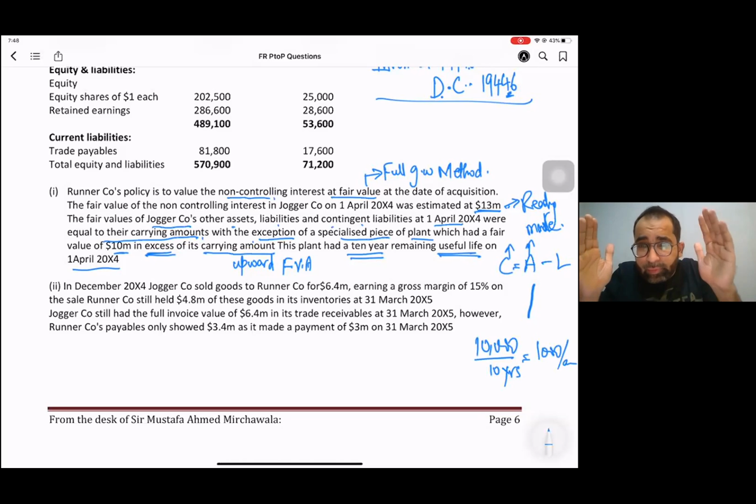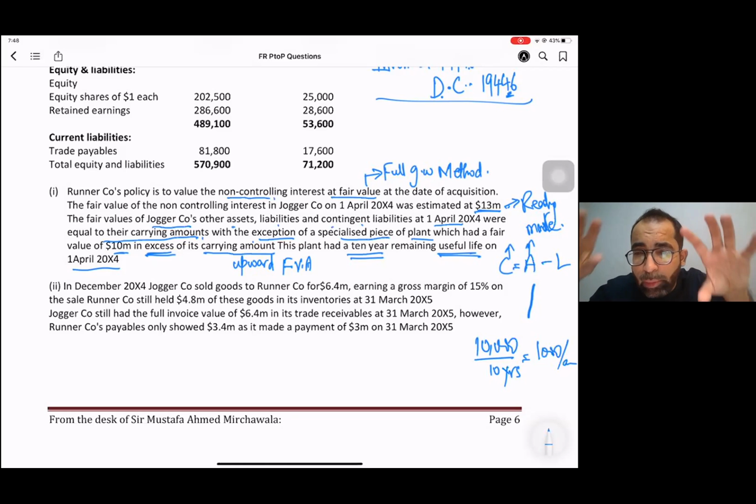As the gap between the date of acquisition and the reporting date is only 1 year, we need to depreciate it for only 1 year. So from 10,000 we subtract 1,000, and you will get 9,000 at the reporting date.